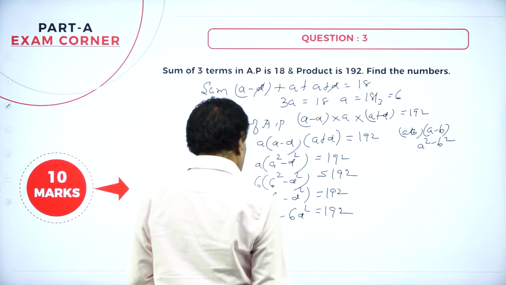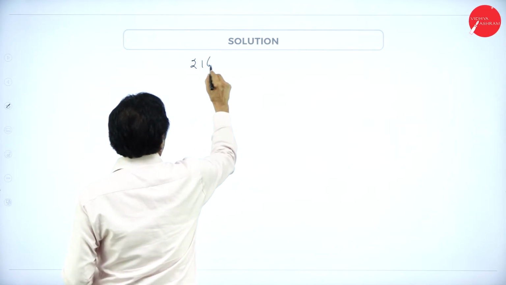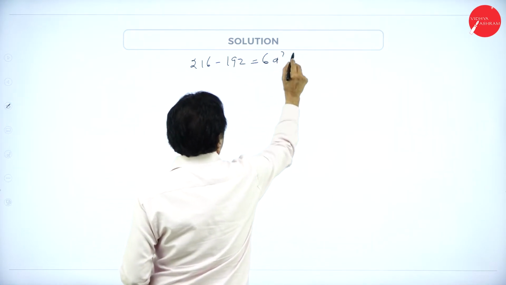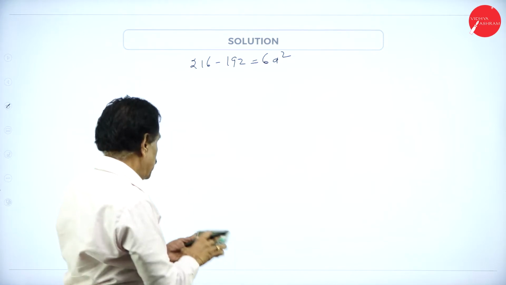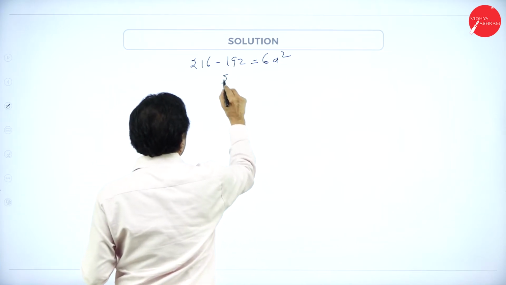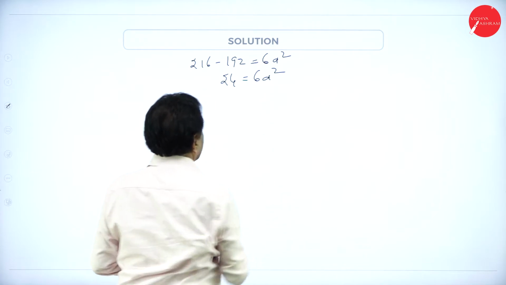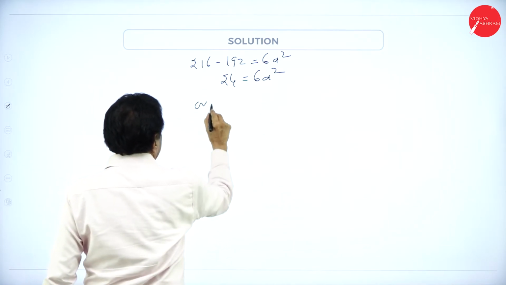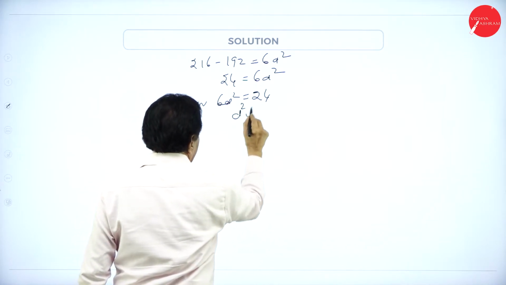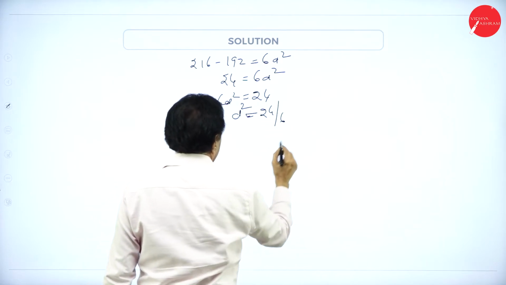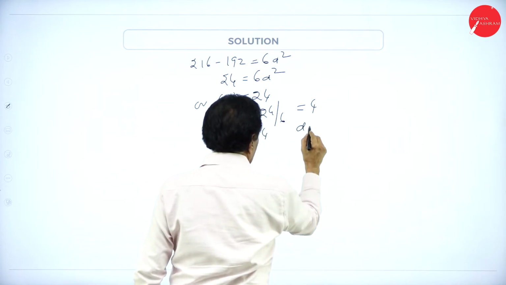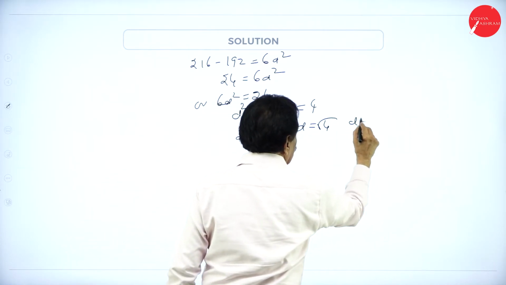Here you write 216 minus 192 is equal to 6D square. You deduct 216 minus 192, 24 is equal to 6D square, or 6D square is equal to 24, D square is equal to 24 divided by 6, this is 4, D square is equal to 4, D is equal to root of 4, D is equal to 2.